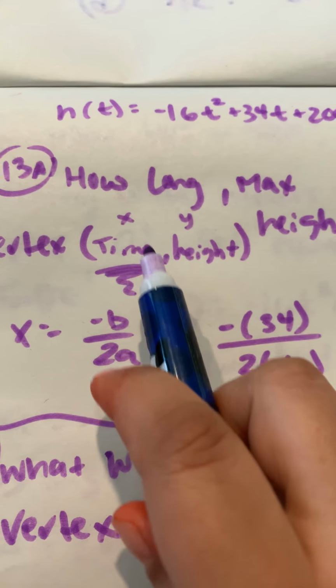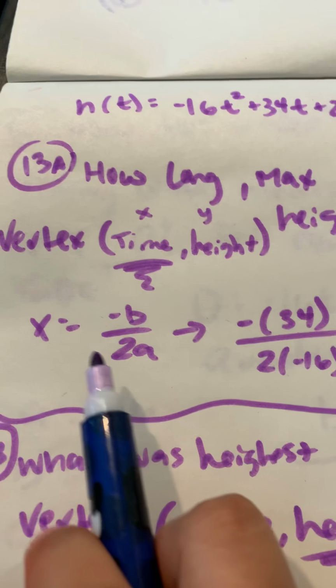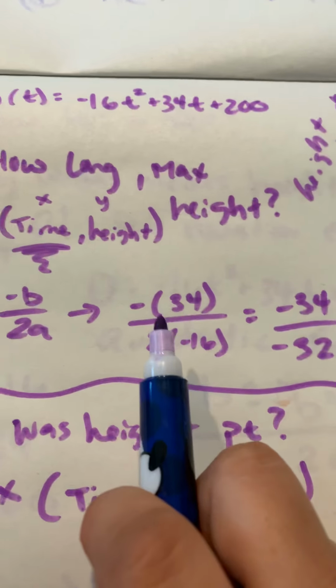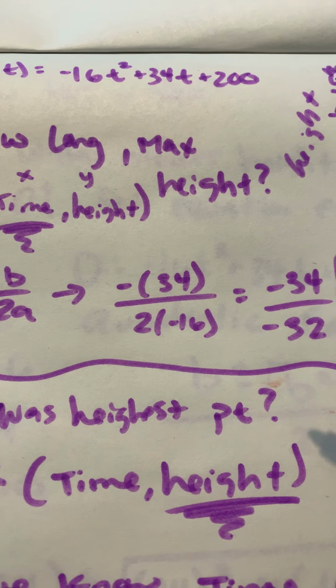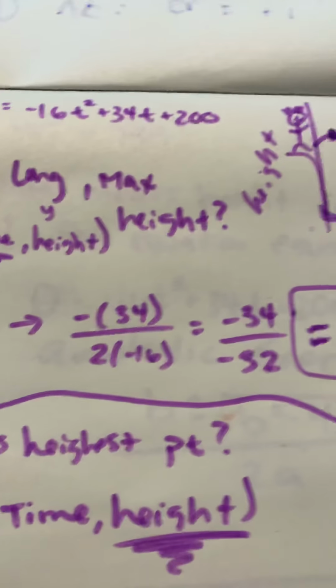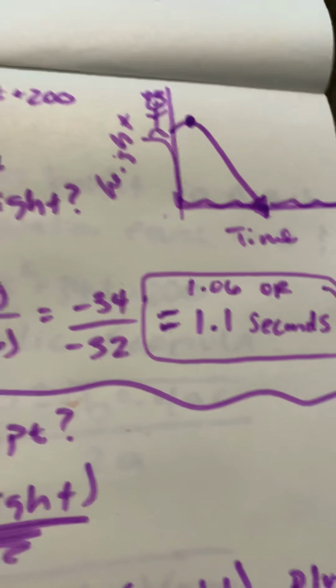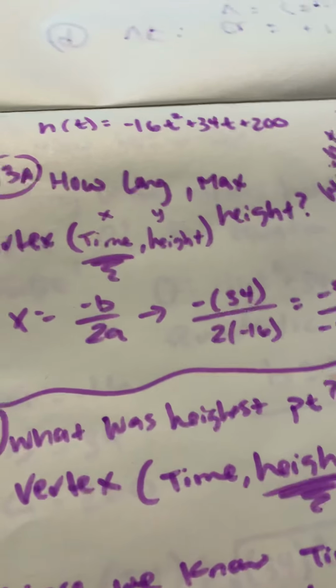So if we want time, that means we want the x of the vertex, and we use this formula. So I did the opposite of b divided by 2 times a. Here's the equation up here. And I got 1.1 seconds. So that's for part A.